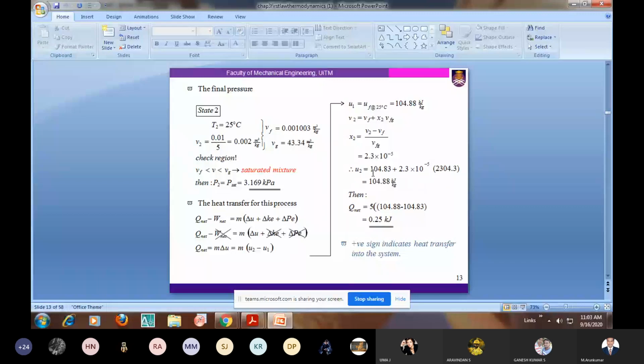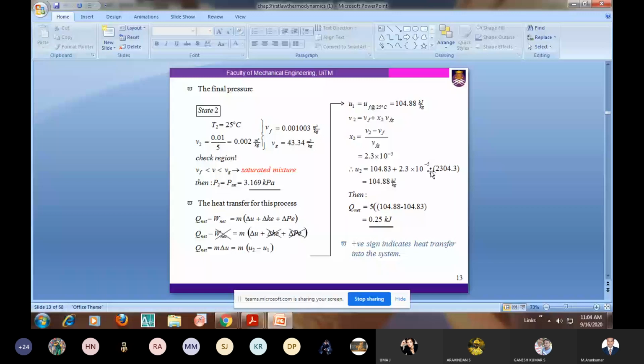So you can get the UF value and UG value alone. If you want to calculate the U2 value, you need to count this X. We calculated X as 2.3 times 10 to the power minus 5. Then we can take the UF value from your table, then take the UG value from your table. Then if you put the values in the formula, we can get the corresponding value of U2.